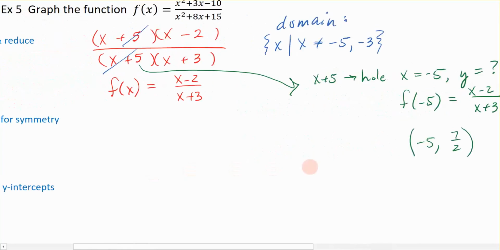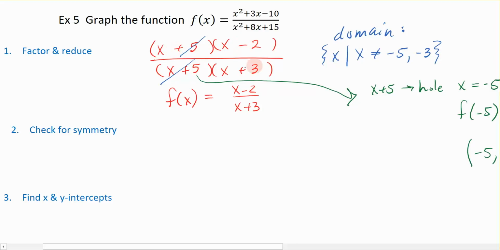That was a lot of segues just by factoring and reducing, but we needed to talk about that. So for the rest of this problem, we're going to be looking at my rational function x minus 2 over x plus 3, the reduced fraction.